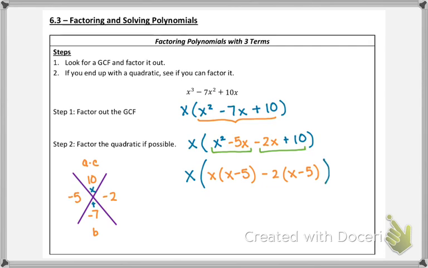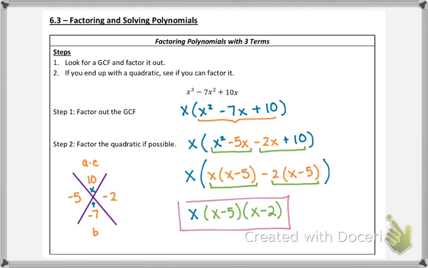And then we're going to regroup. From our two groups, we see that we have x minus 5 in common. So this x, I'm going to leave it out, and I'm going to factor out the x minus 5 that we have in common, and we're left with x minus 2. So there are three factors in your final answer. My three factors are x, x minus 5, and x minus 2. So once you factor out a GCF, if it's a quadratic, you just factor it like a quadratic.